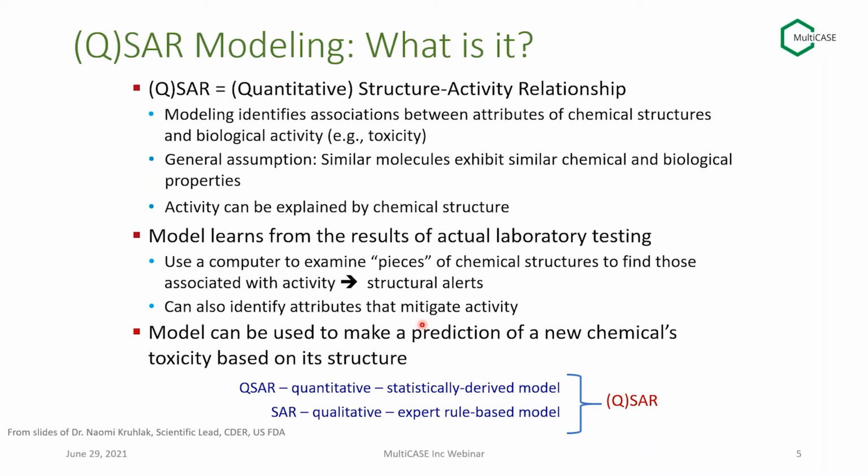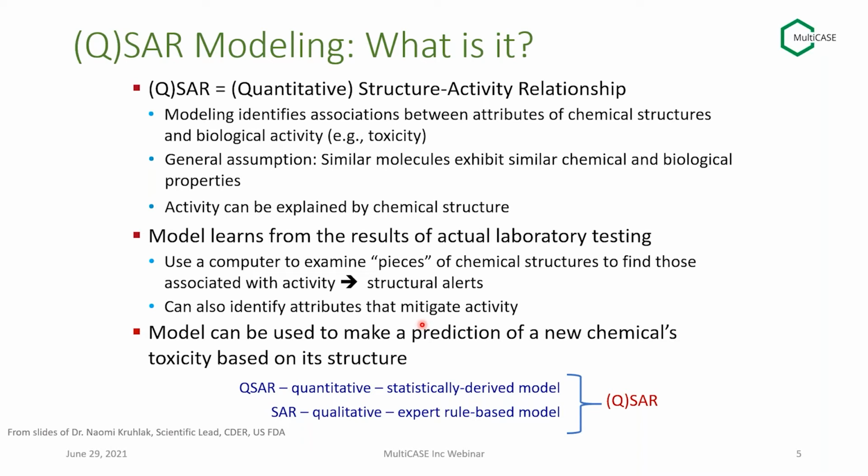What is an important feature of QSAR modeling? These are not simulations. The models learn from the results of actual laboratory tests, or, in the case of human adverse effects, from adverse effect databases, from everything that was reported by patients. So it's all based on real results. There are no simulated values in there. The computer will examine pieces of chemical structure and try to find those pieces which are mostly associated with a particular activity, and these pieces are called structural alerts. Of course, it sounds very easy, but in reality there is a lot of machinery behind that, a lot of statistical procedures, which I will explain a little bit later. The same way, it can also identify attributes which mitigate the activity. Again, going back to aromatic amines, those fragments which kill the activity can be identified by computers.